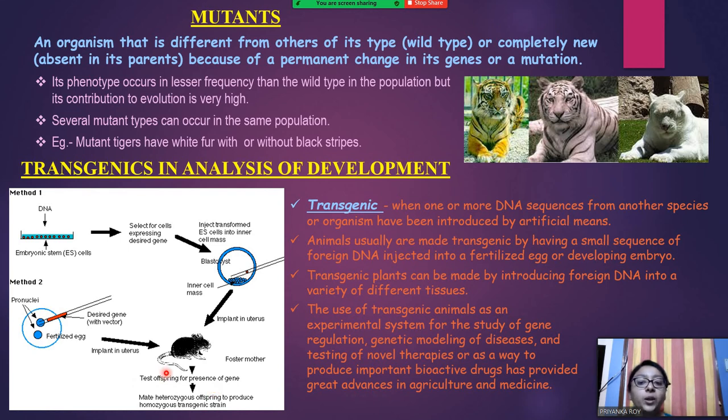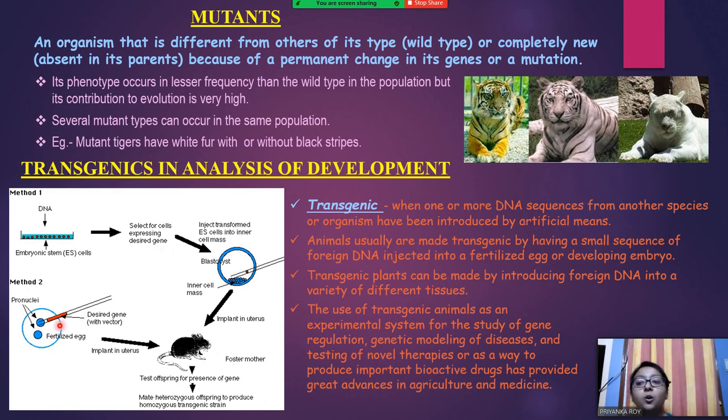Now you have to test whether the offspring contains the foreign DNA or not, whether the transgenesis has worked or not. How? If you get a heterozygous offspring, then you will be sure of that. And if you want only the foreign gene to be expressed, then you have to mate the heterozygous offspring to create a homozygous transgenic strain.